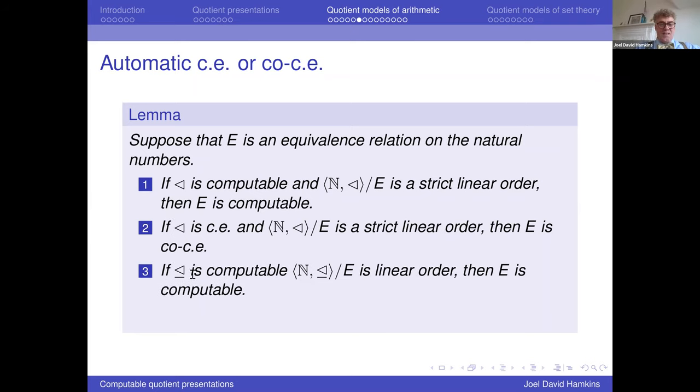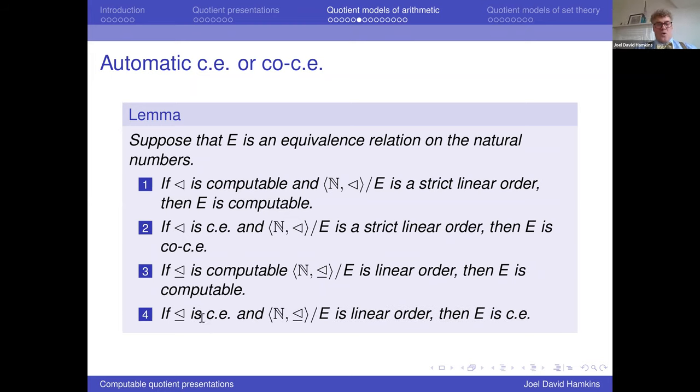And then in the reflexive case, if you have a computable relation whose quotient is a linear order, meaning reflexive, transitive, and antisymmetric, then E again has to be computable. And that's just because the things are equal if and only if they're less or equal to each other. And that's what you can compute. And similarly, if the reflexive order is only CE, then E will have to be CE.